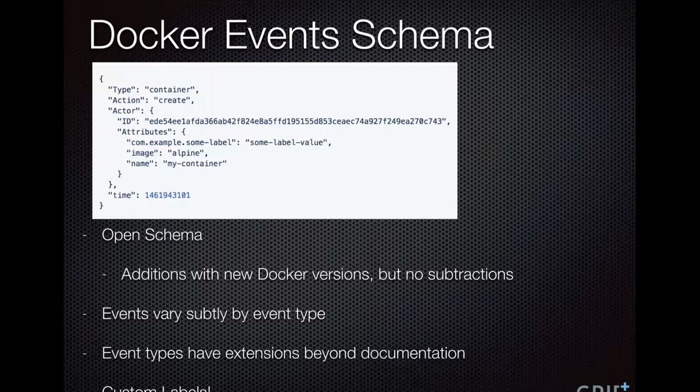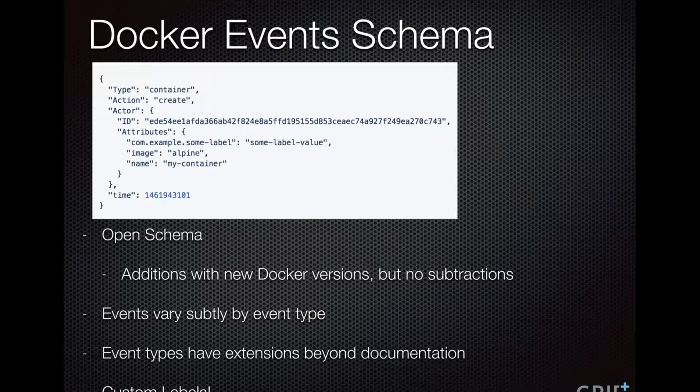Interesting stuff to know about this schema. If you're going to use it in the wild, it's an open schema according to Docker, which means they may add fields, but they will never remove them. So if you're going to use it, pick out an individual field instead of trying to parse the entire thing as a whole. The events vary a little bit by event type. The really key field here is action, which tells you what's happening with this type of resource. So in this case, a container is being created. But you'll see in the documentation things like health check status listed. That's not an actual event type that will come through. It'll come through as health check status: healthy, or health check status: unhealthy. So that's a subtle gotcha.